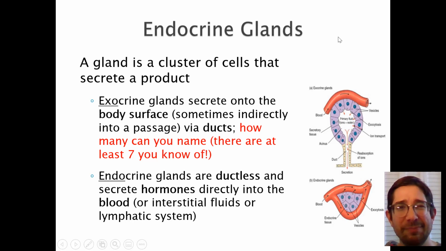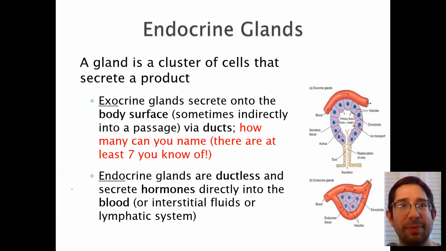So what is a gland? It's just a bunch of cells that make something. A cluster of cells that secrete a product. Exocrine glands, we've already talked about back in Unit 1. They secrete their product onto the surface of the body, or maybe indirectly into some passage that can reach the surface of the body through ducts, right? So this concept of ducts is a major element here.